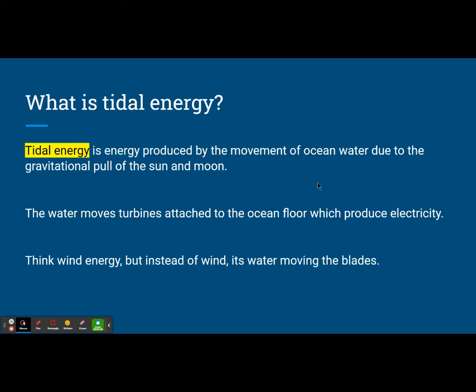Tidal energy is basically energy produced by the movement of the ocean due to tides or the gravitational pull. And similar to wind, where the wind spins turbines, well, just take out the wind and add moving water. As water moves past the turbines that are attached to the ocean floor, this can produce electricity. So again, think wind energy, but instead of wind, it's actually water that is moving the turbines.